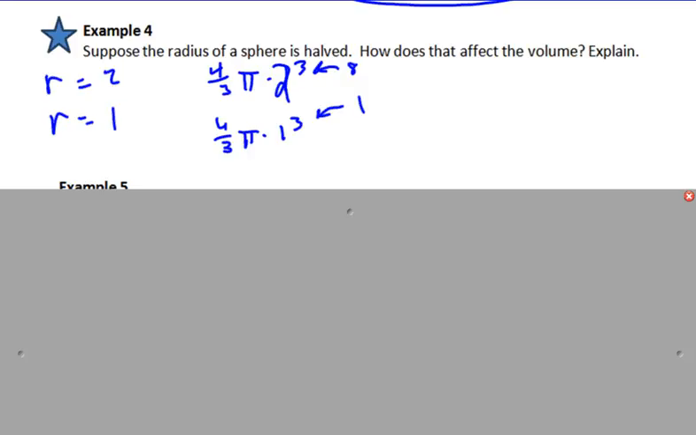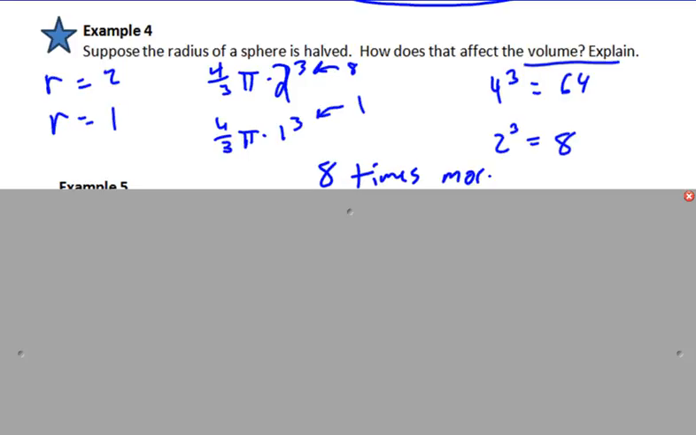You can check it out for 4 cubed versus 2 cubed. 4 times 4 is 16, times 4 is 64. 2 times 2 is 4, times 2 is 8. So it is 8 times bigger. So how does it affect the volume? 8 times more volume, or 8 times fewer if you're going from halving.